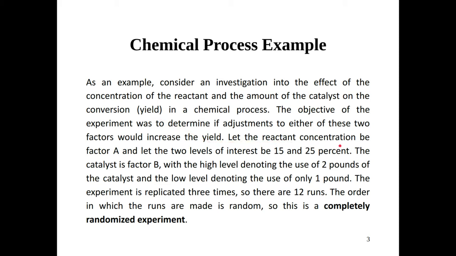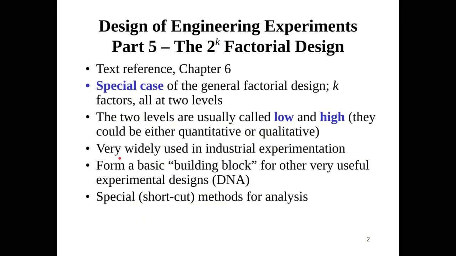Let the reactant concentration be factor A, and the catalyst factor B. Now factor A has two levels and factor B has two levels. So if you say 2 raised to k, in our case k is equal to two factors. This is the simplest case we are looking at, a 2 raised to 2 factorial design, right? We start with k equal to 2, the least value of k.